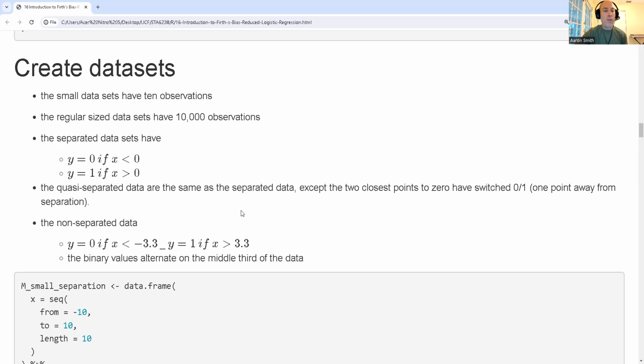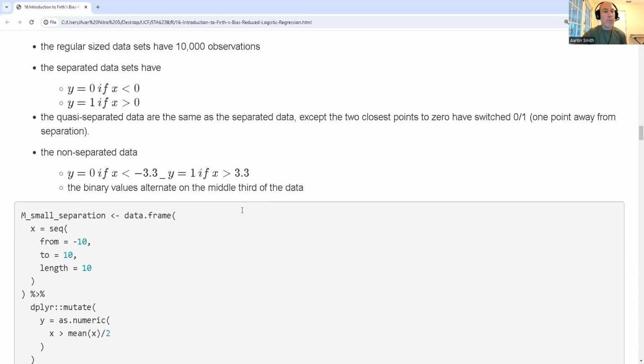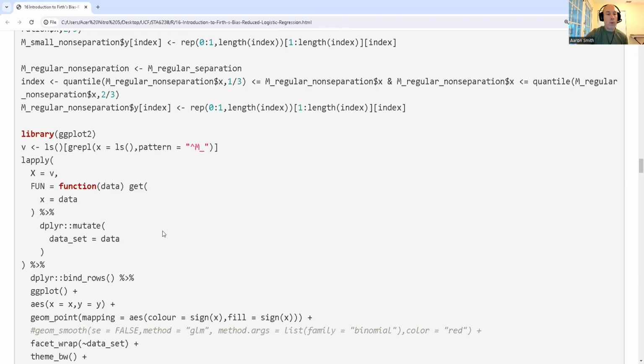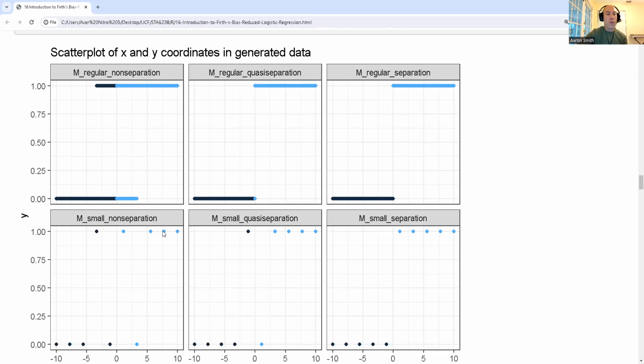And for the non-separated data, I'm going to let things be 0 if it's less than negative 3.3, 1 if it's greater than 3.3, and everything in the middle is going to alternate back and forth. And I'll show a picture of it.